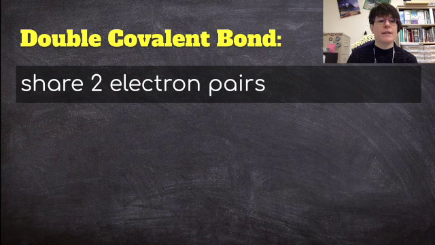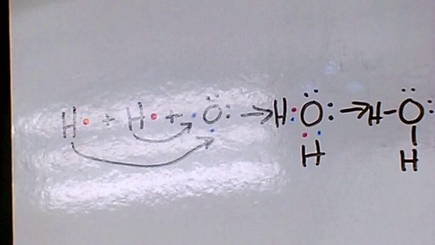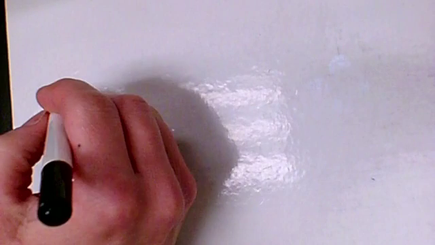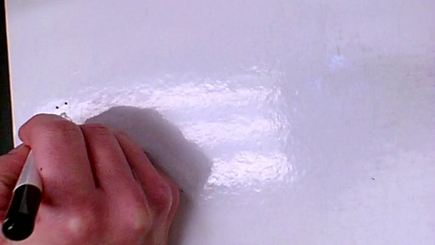Double covalent bonding, where we share 2 electron pairs. Now let's take a look at a double covalent bond. For this one, I'm going to use molecular oxygen, O2. So 2 oxygens.